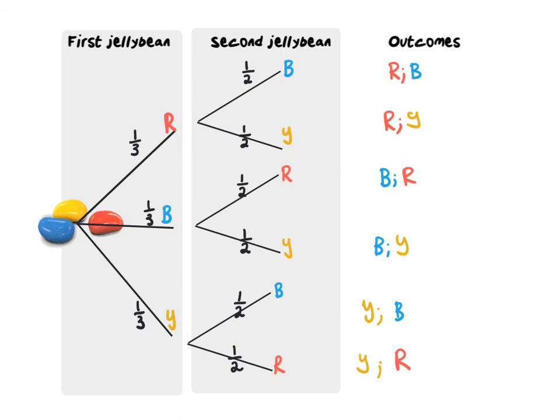If you count these, you will see that there are 6 of them, meaning that choosing any one of these would be a 1 in 6 chance.